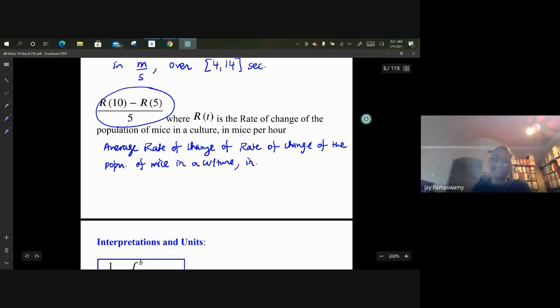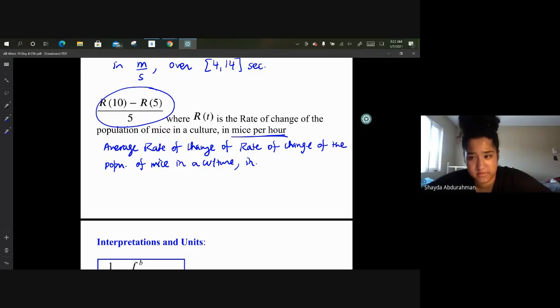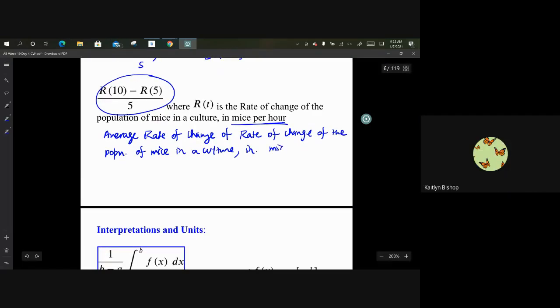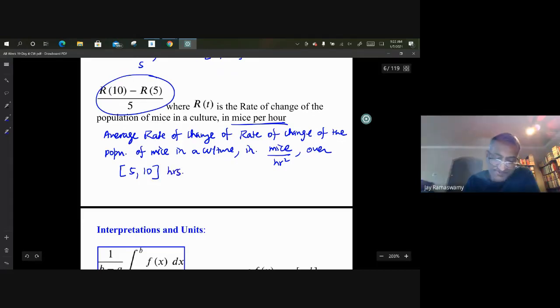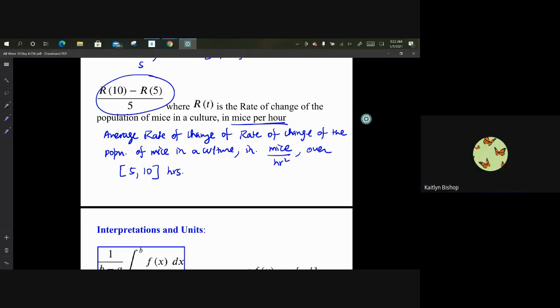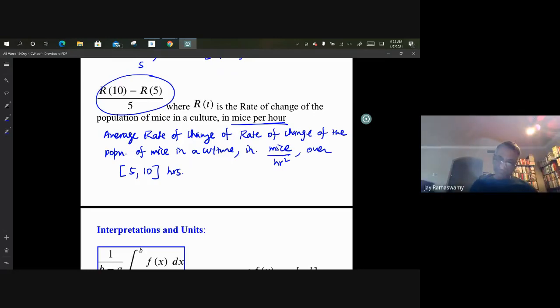Okay, now stop. R is measured in mice per hour. So if you're attentive to the lesson, what would the unit be? Mice per hour squared. Thank you, mice per hour squared, because of the derivative. Let's wrap it up. Over 5 to 10 hours. So pay close attention. The only tricky unit is where you see m sec. Is that clear? Because m sec is the slope. So you're finding the slope of R from the first chapter, first semester: mice per hour squared.